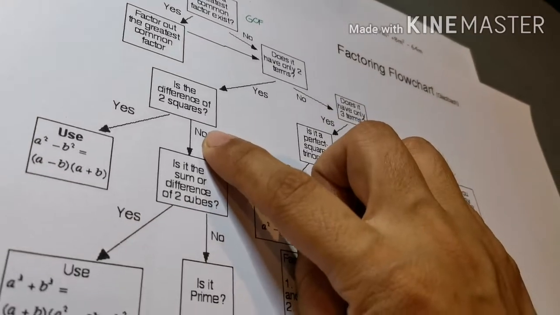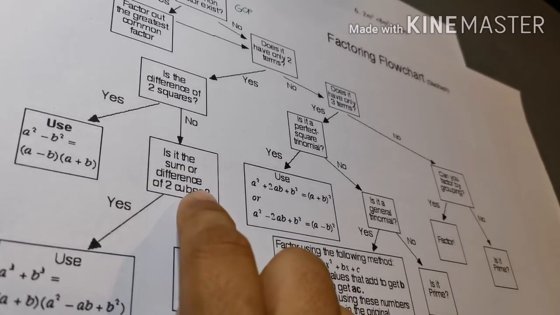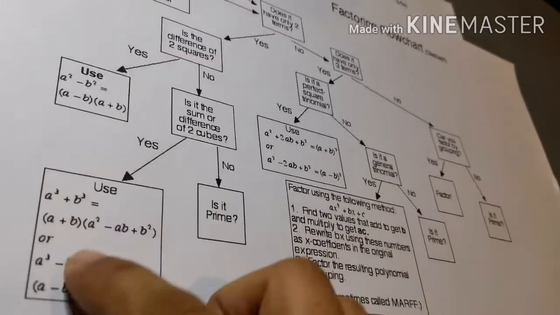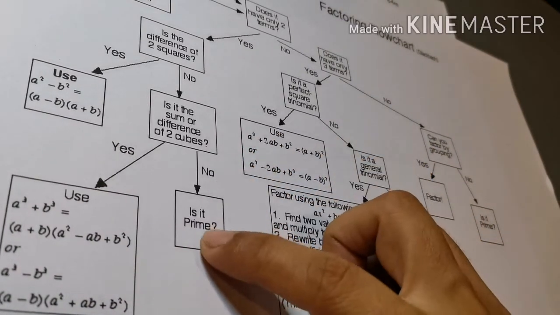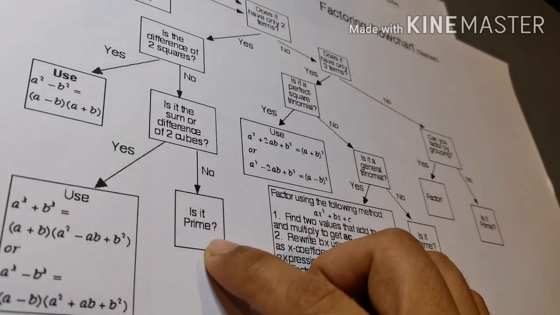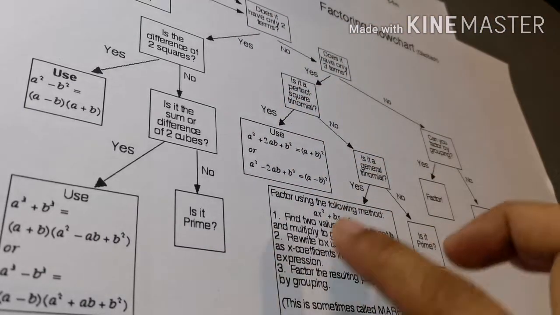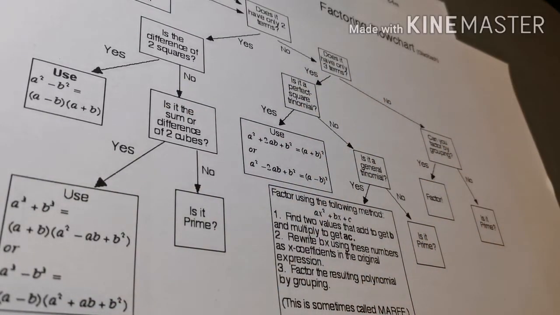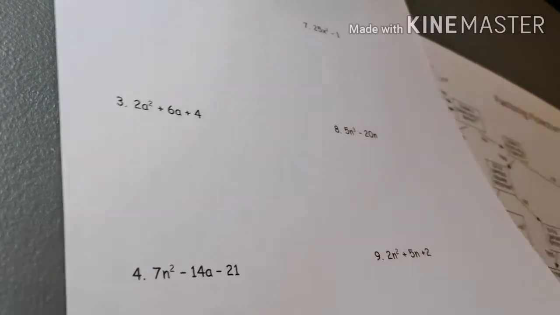But if it is not a difference of two squares, then the next question is, is it the sum or difference of two cubes? If the answer is yes, then apply that formula. If the answer is no, then it is a prime algebraic expression. Along the way we're going to touch all these steps as we factor 10 algebraic expressions, one after the other.